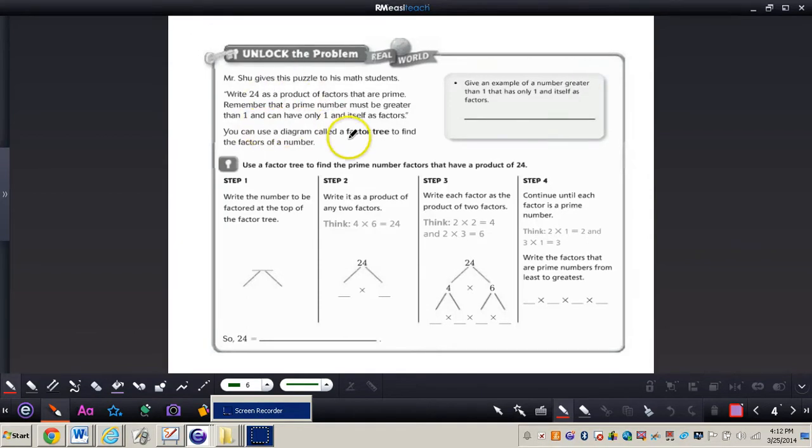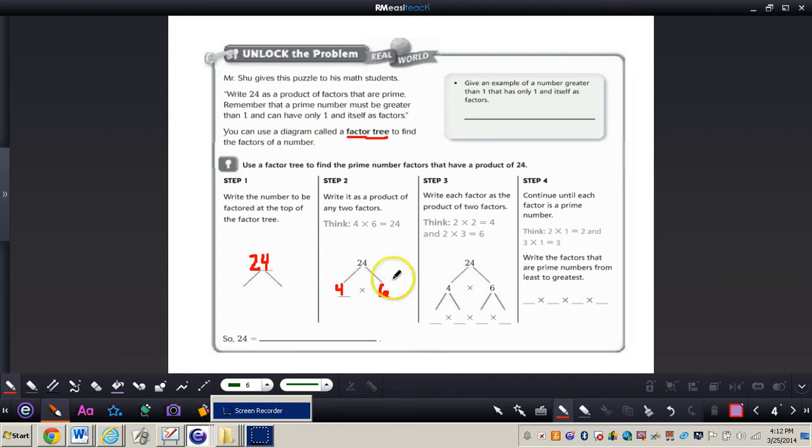Okay, you can use a diagram called a factor tree, and that's what we're going to take a look at to find the factors of a number. So for step number 1, what we want to do first of all is write the number at the top, the number 24 right at the very top. Then from here, step 2, we want to write it as a product of any two factors. It could be 2 and 12, 3 and 8, but what we will do, we're going to use 4 and 6.